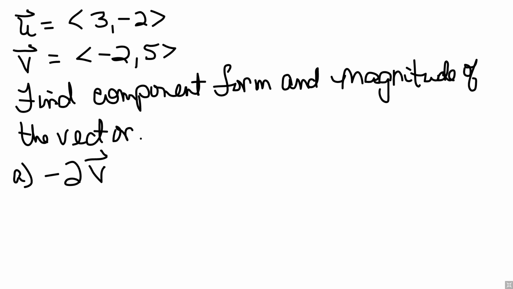Okay. So if we do the component form, essentially all you're doing is taking -2 and multiplying by each of the components. So if we do that, we're going to end up with the vector of 4, -10. Okay. Any questions?